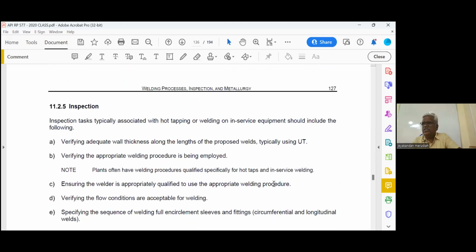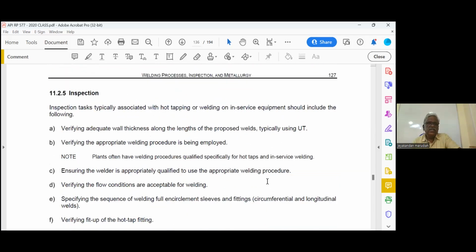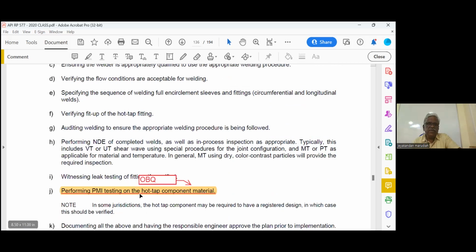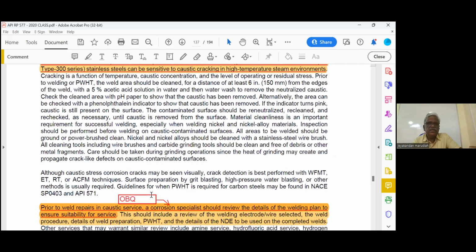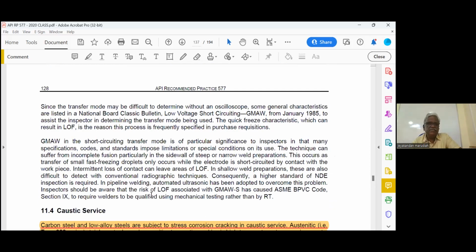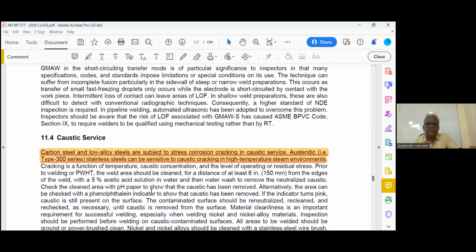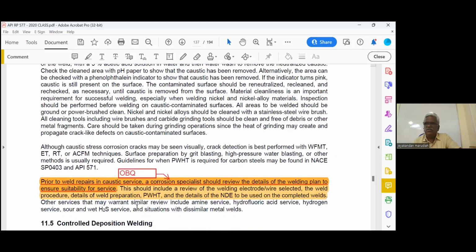Then page number 127. Highlight this one. So inspection, this is the major inspection, performing PMI on the hot tap component. That is open book. Then page number 128. So highlight this one. Prior to weld repairs in caustic service, a corrosion specialist should review the details of the welding plan and ensure suitability of service. That is open book question.